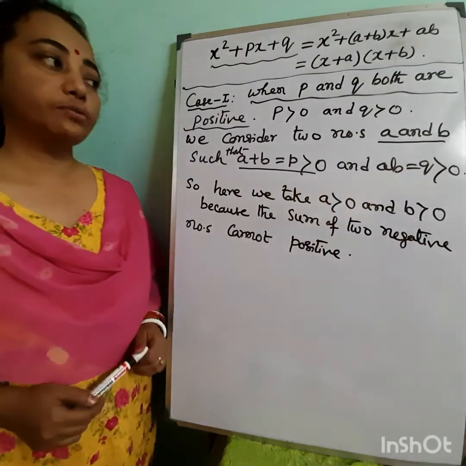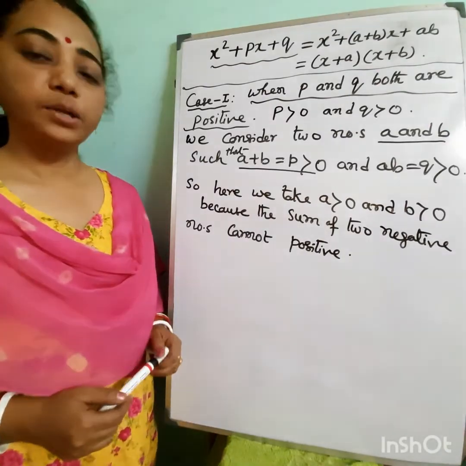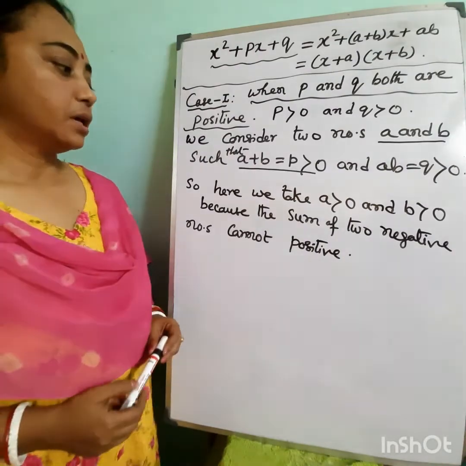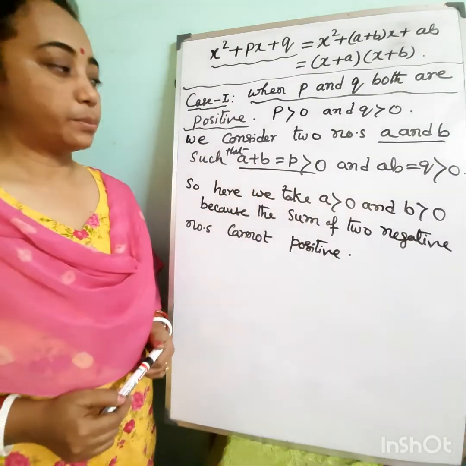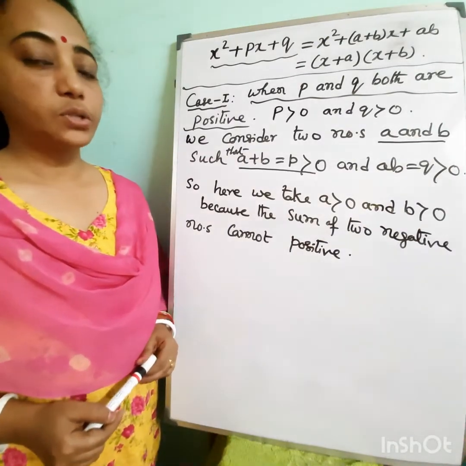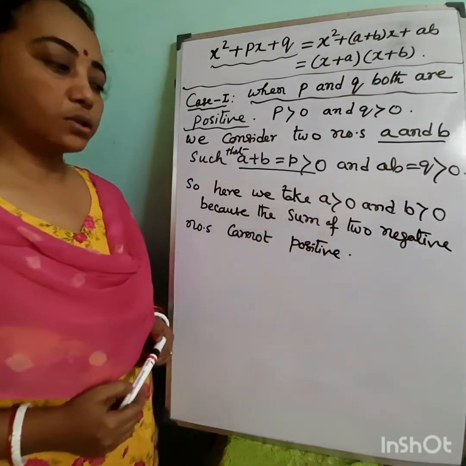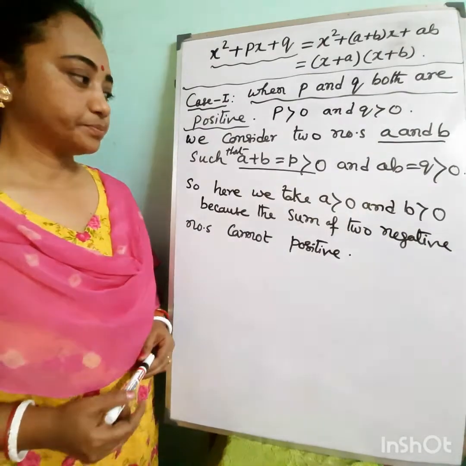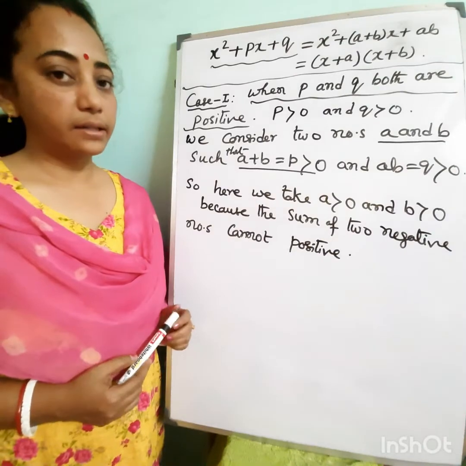So here the product of two numbers is positive, which means that either both of them are positive or both of them are negative. But we know the sum of two positive numbers is always positive, but the sum of two negative numbers is not positive. So here we take a and b both positive because the sum of two negative numbers cannot be positive. So let us consider one example to understand this case.